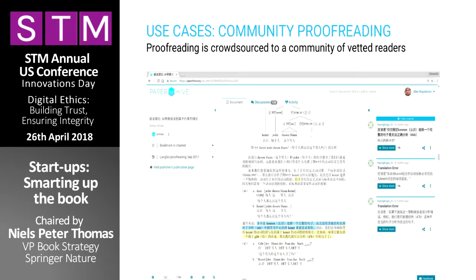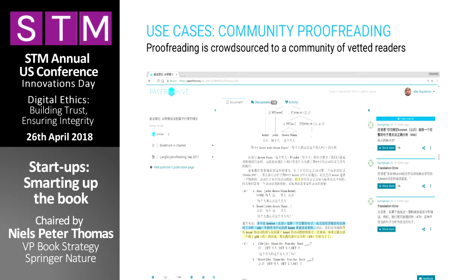This is one use case of PaperHive where the publisher is doing the entire peer review process and proofreading on PaperHive publicly. This is a publisher called Language Science Press. The book is in Chinese, and sorry, I don't have any idea what's written there, but I hope it's not offensive or saying anything bad. But it says translation error, so I guess it's fine.